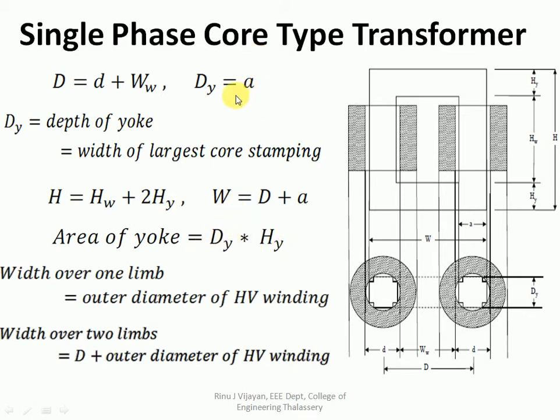This relation, that is depth of yoke is equal to the width of the largest stamping, is applicable only in the case of square and stepped cores, while in the case of a rectangular core, the depth of the yoke will be same as that of the depth of the core.